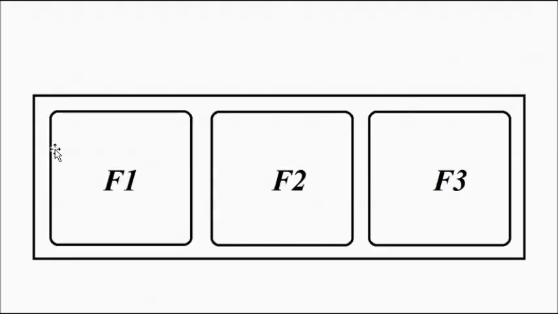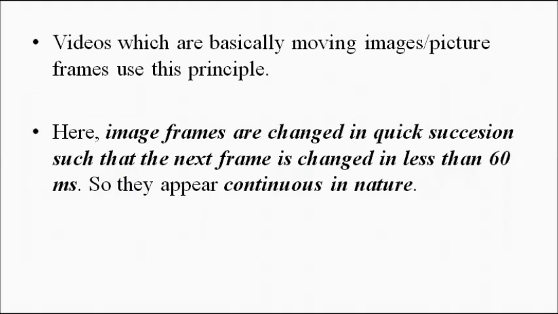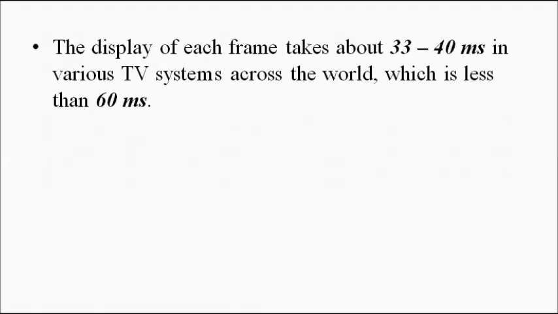So any video consists of a number of frames. These frames are changed at a very rapid rate, and the frame change interval should be less than 60 milliseconds. The display of each frame generally takes between 33 and 40 milliseconds, as per the various television standards adopted across the world, which is very much less than 60 milliseconds.